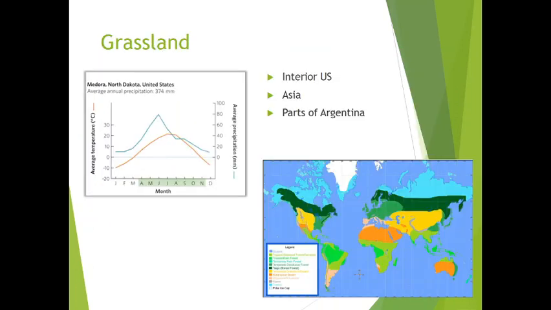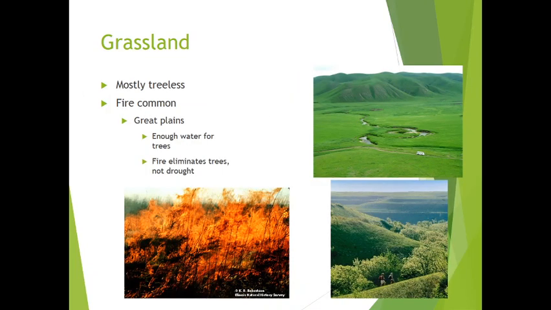Now, grasslands. In grasslands, we see much more variable temperature. So we're in the temperate zones, in the yellow here, right? The interior of the U.S. has a very big grassland. The biggest one is the steppes of Asia, but then parts of Argentina here. You can't really see it on this small of a map, but that's where the biggest grasslands are. And what a grassland is, is mostly treeless.